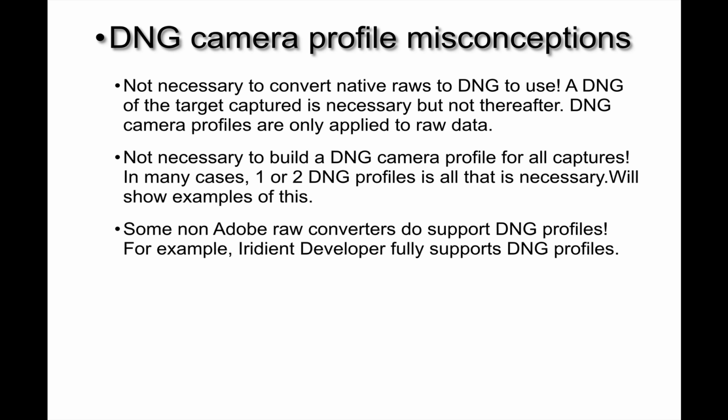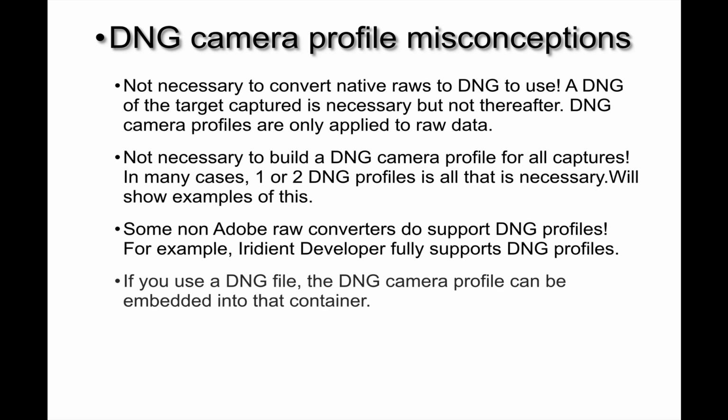Now, some non-Adobe RAW converters do support DNG profiles. I'll show you an example in a RAW processor that I'm quite fond of called Iridient Developer. It fully supports DNG profiles and ICC profiles. So you don't have to lock yourself into an Adobe RAW workflow if you so desire to use DNG camera profiles. And as I mentioned, if you do use a DNG file, the DNG camera profile can be embedded into that container and travel with the raw data.